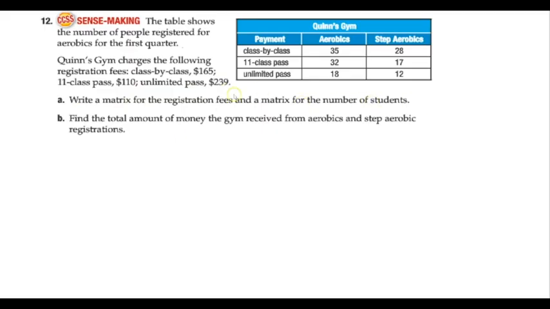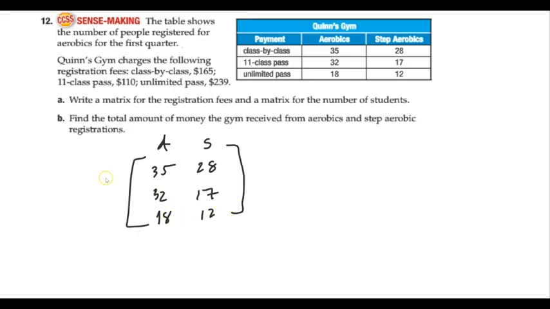Okay, the number of students. Let's do that first. Aerobics and step aerobics. 35, 28, 32, 17, 18, and 12. This is class 5, 11 class, and unlimited. Just keep in mind this is a 3 by 2.